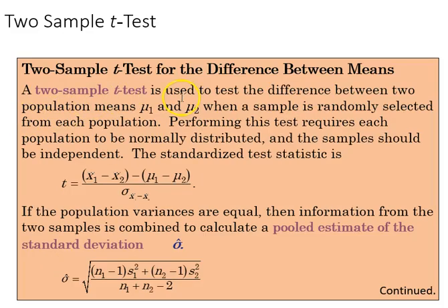The two-sample t-test has the identical statistic equation as the z-test. This part down here is slightly different because when two population variances are equal, the information from the two samples is combined to make a pooled estimate of the standard deviation. Here's the equation for that: (n1 minus 1) times the variance of sample 1 plus (n2 minus 1) times the variance of sample 2, over the combined sample sizes minus 2. Again, those are the degrees of freedom adjustments.